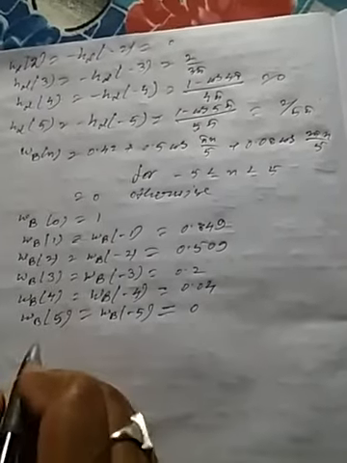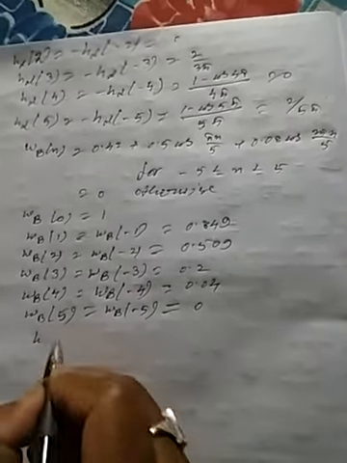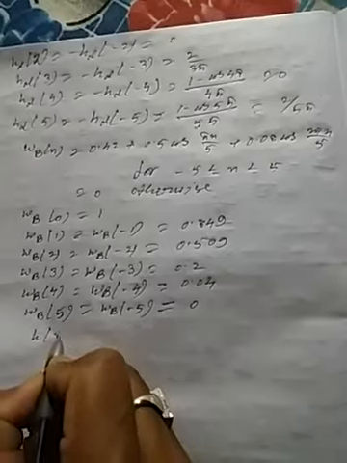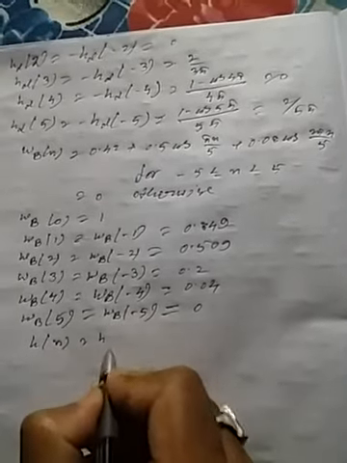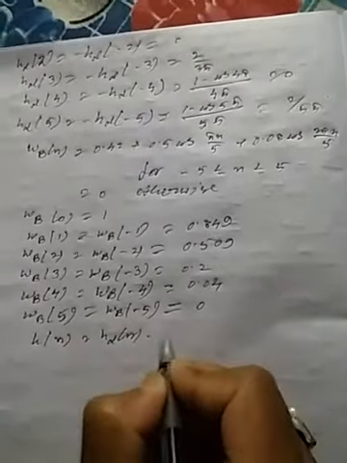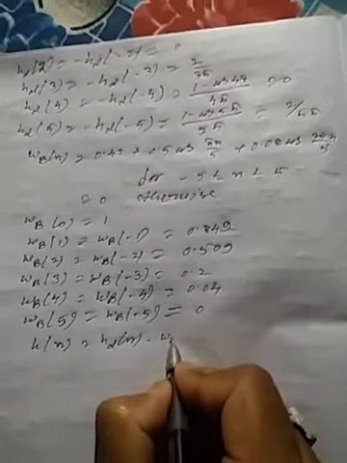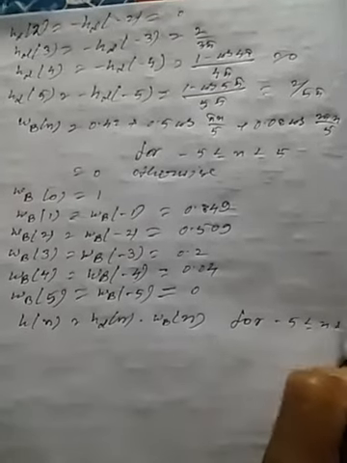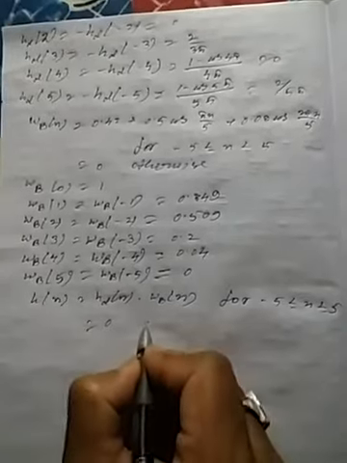Now the coefficients of the Hilbert transformer will be equal to h[n] equal to hd[n] into wb[n], for minus 5 less than or equal to n less than or equal to 5, and 0 otherwise.